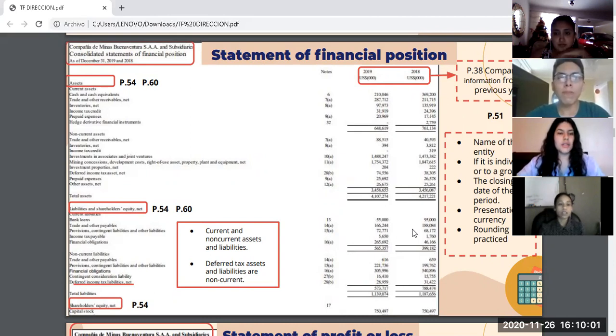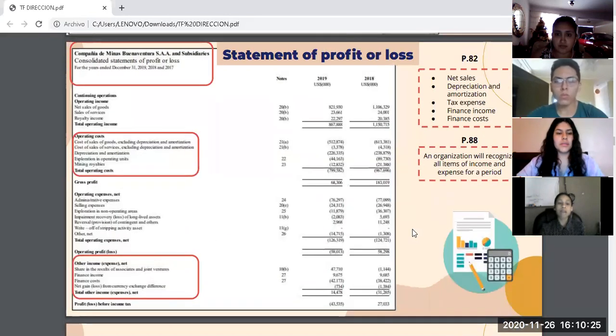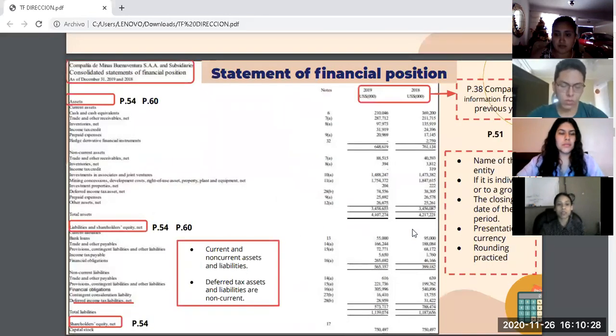Also, the organization must present comparative information. In this case, it is between the year 2019 and the year 2018. Also, it must be divided into assets, liabilities, and equity. At the same time, Buenaventura must divide the assets and liabilities into current and non-current. And something very, very important is not to include deferred assets in the current section, which is what Buenaventura does.